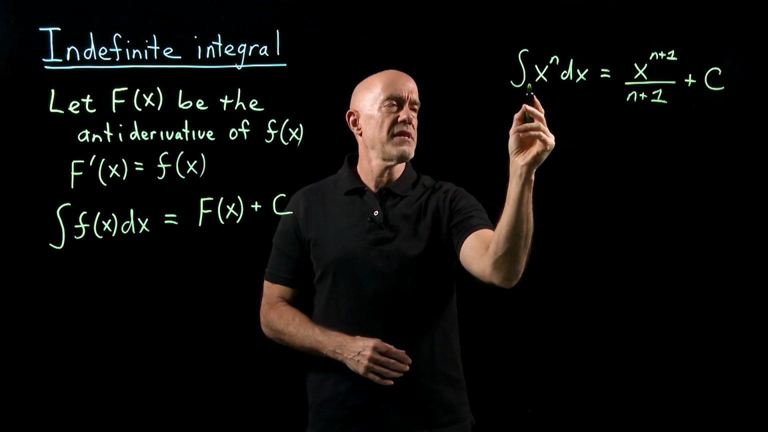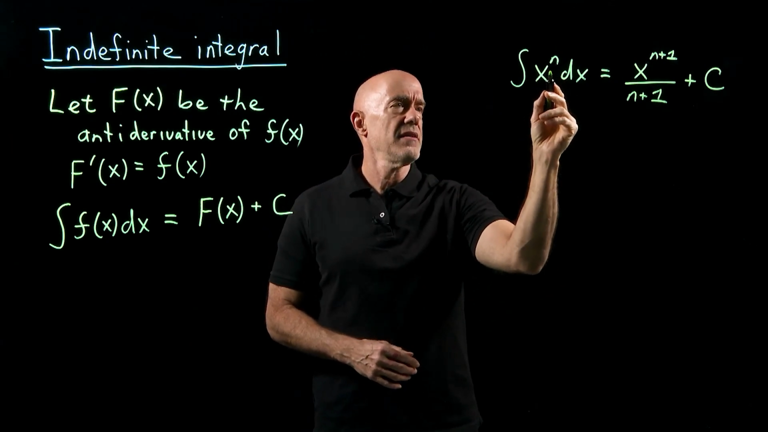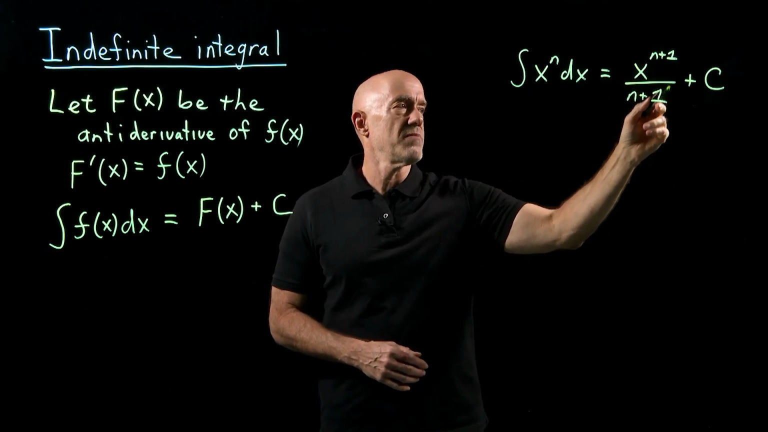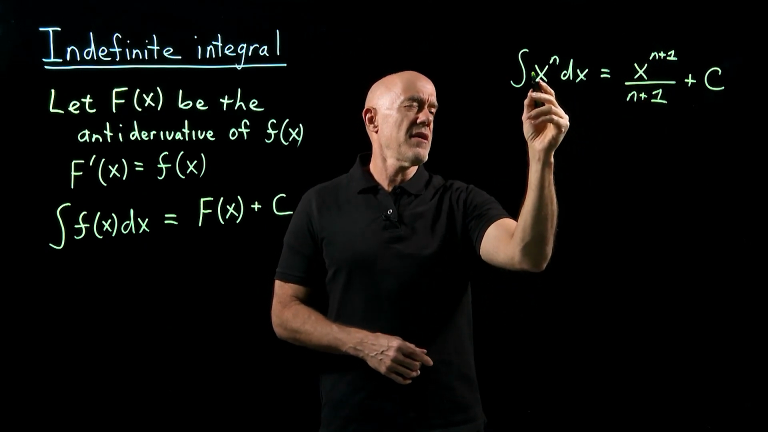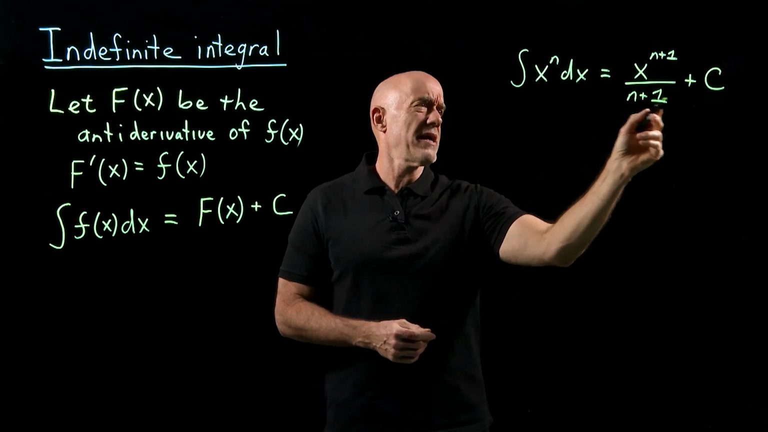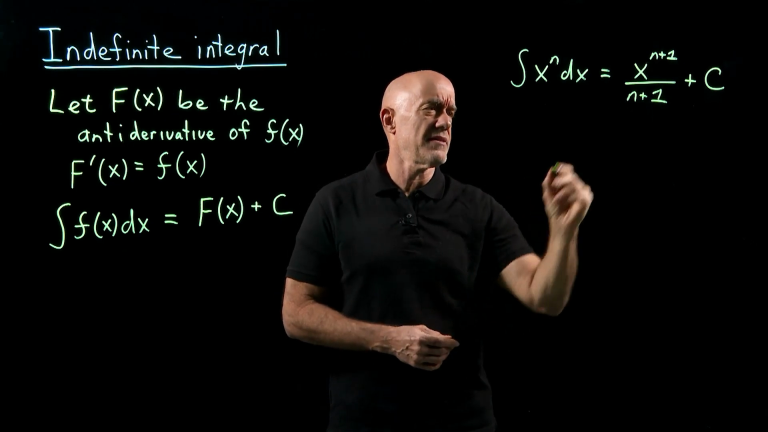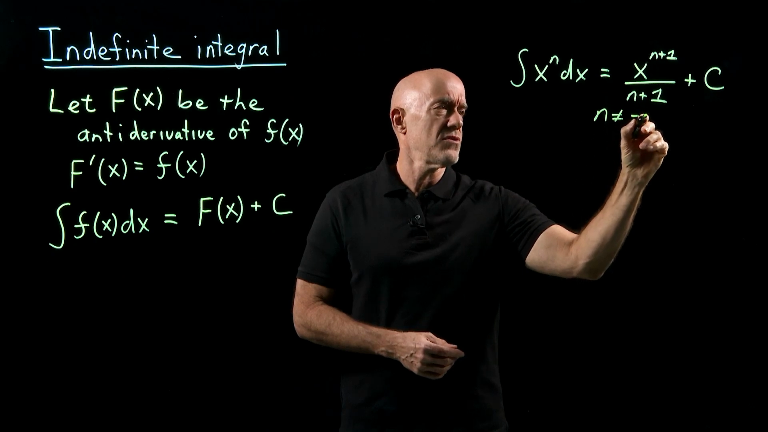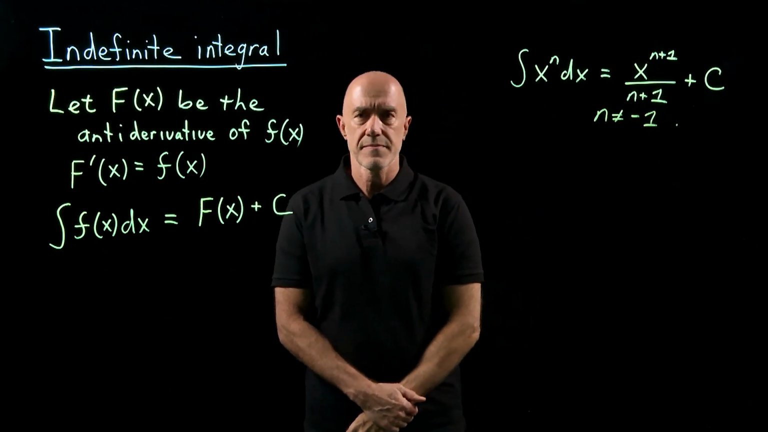So the indefinite integral of x to the n dx is equal to x to the n plus 1 over n plus 1 plus a constant. And it doesn't work when n equals minus 1, right? We have division by 0. So this has to be true when n is not equal to negative 1.